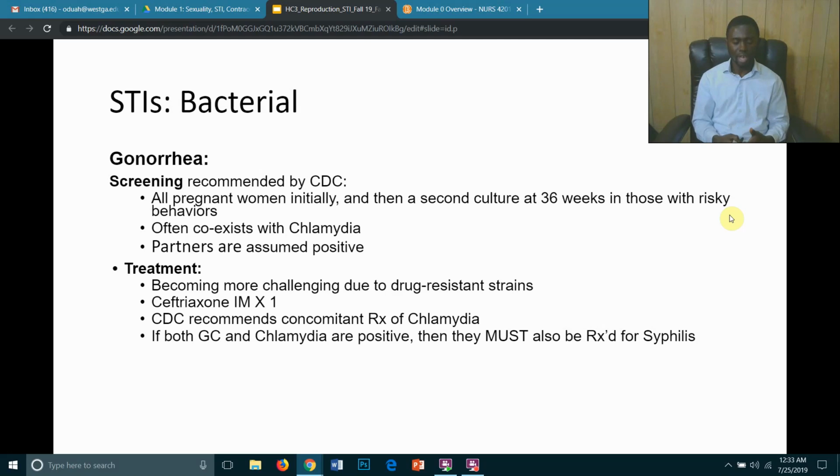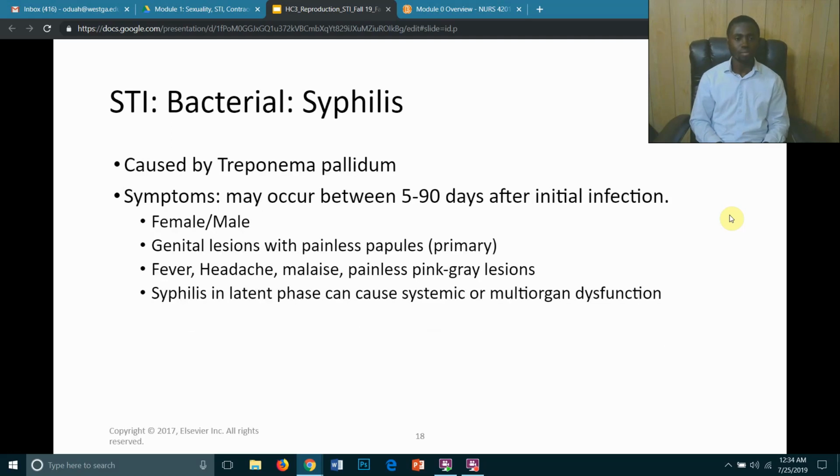If both gonorrhea and chlamydia are positive, then they must also be treated for syphilis. So when somebody comes in with chlamydia, you're going to treat them for chlamydia. But if they have both gonorrhea and chlamydia, then you're going to treat them as well for syphilis.